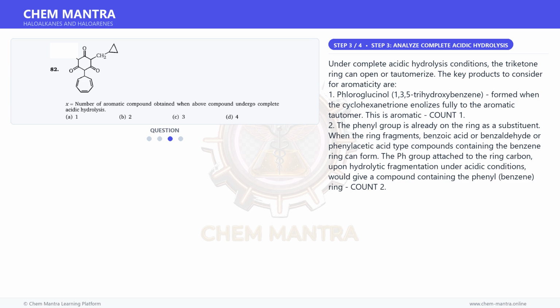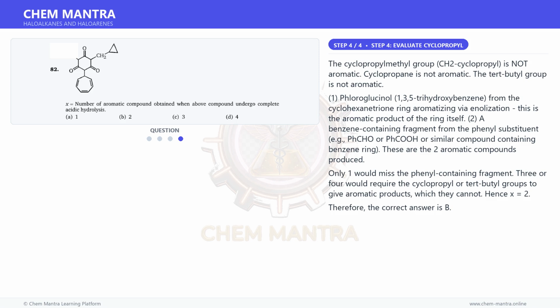2. The phenyl group is already on the ring as a substituent. When the ring fragments, benzoic acid or benzaldehyde or phenylacetic acid type compounds containing the benzene ring can form. The phenyl group attached to the ring carbon, upon hydrolytic fragmentation under acidic conditions, would give a compound containing the phenyl benzene ring, count 2.